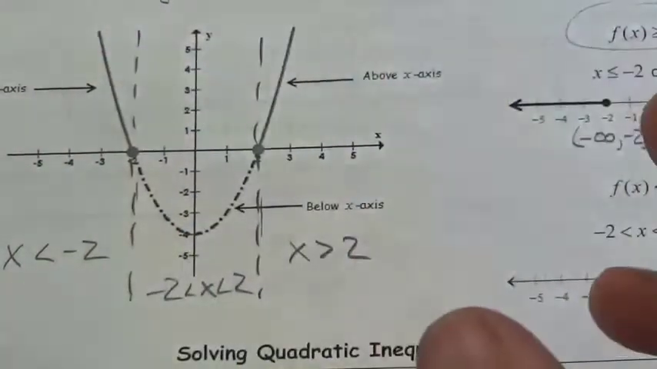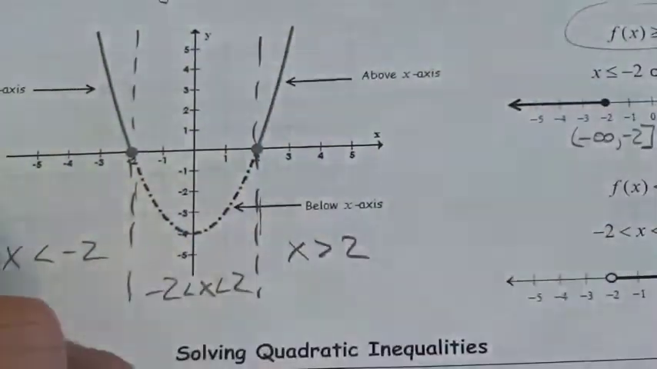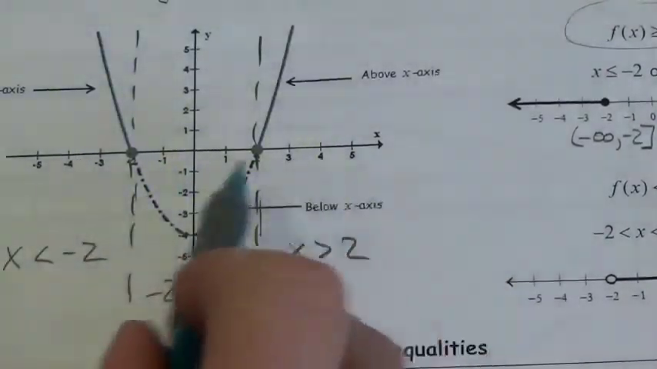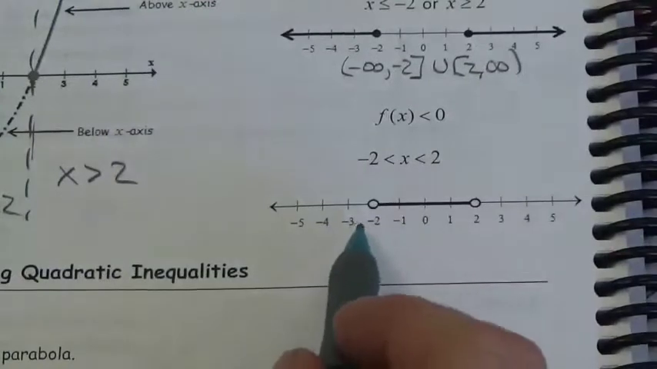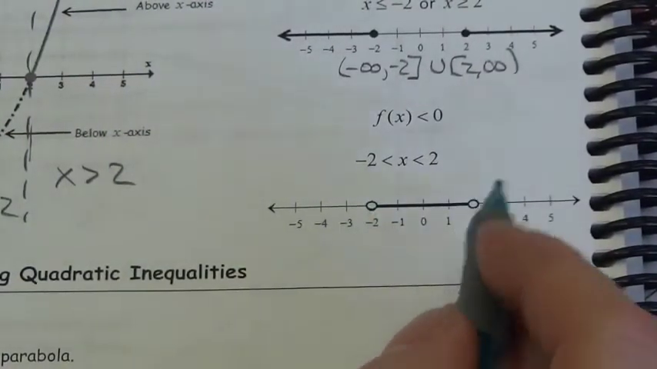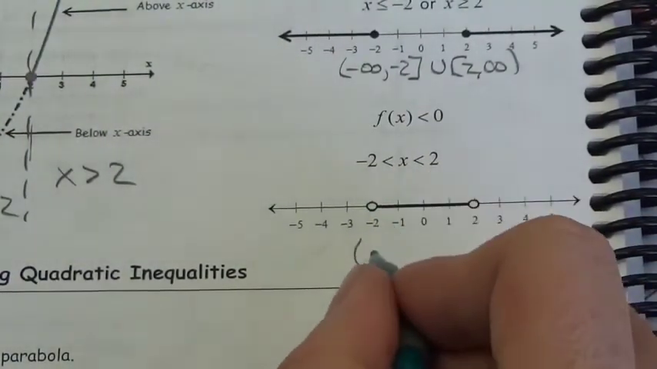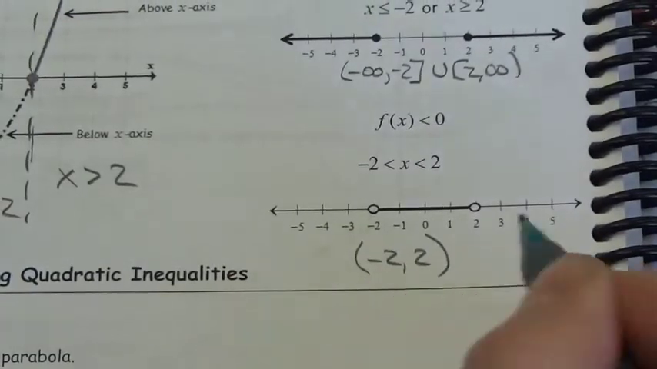I'm not asking for the information about it two-dimensionally, though. I'm simply asking where along the number line are the results above or below. So down here, again, the answer is going to be between negative 2 and 2. And if we write that in interval notation, negative 2 out to 2.